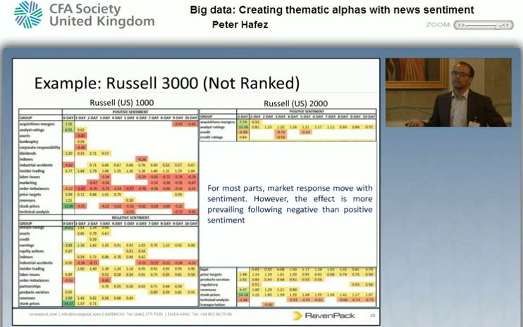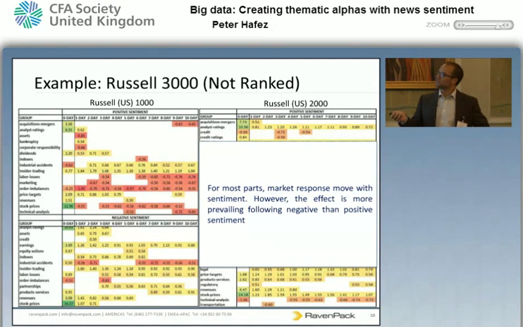Red means that it moves against sentiment. But in most cases, you see for negative news that the prices move with sentiment, where for positive news, you can actually see that they start moving against sentiment in some cases. Sometimes it's more of a reversal.